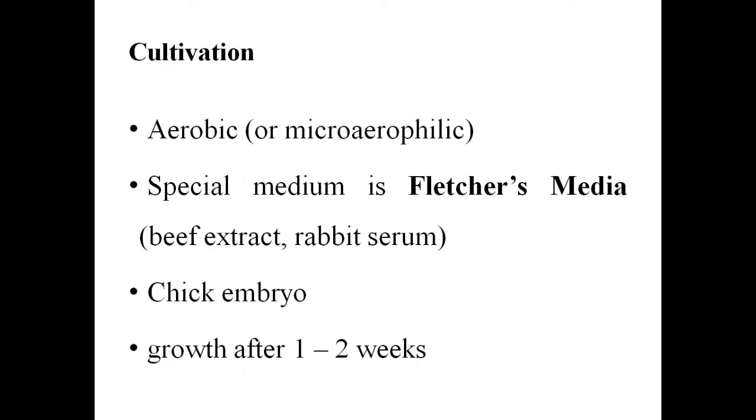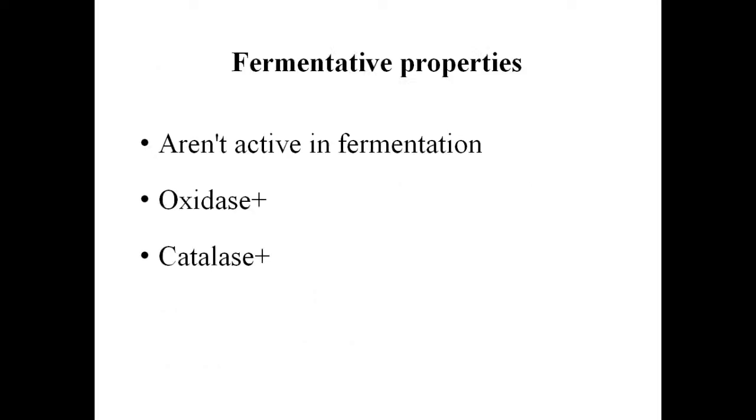Fletcher's media consists of beef extract and rabbit serum. We also can cultivate Leptospira in chick embryo. Growth of bacteria is slow, and it's observed after 1-2 weeks. Bacteria aren't active in fermentation. We know just about such biochemical properties, that is oxidase test is positive and catalase test is positive.